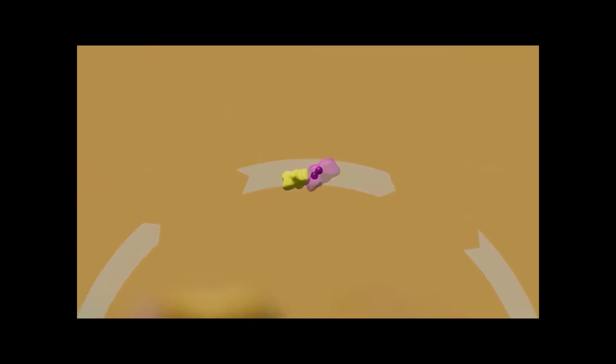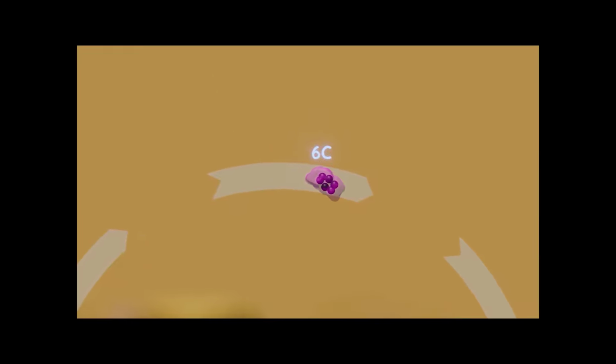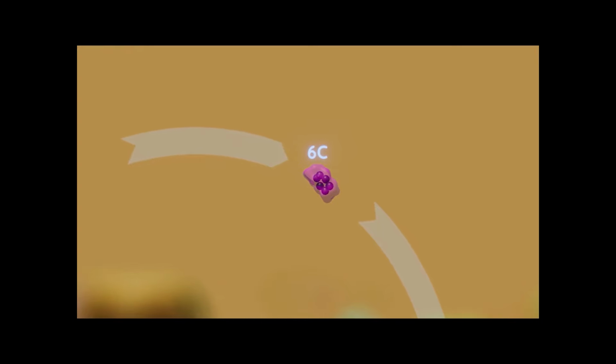The citric acid cycle begins with one of the acetyl-CoA molecules from pyruvate oxidation. Acetyl-CoA combines with a 4-carbon molecule, oxaloacetate, to form a 6-carbon molecule. This is the step that will always begin the cycle. The CoA molecule is ejected.